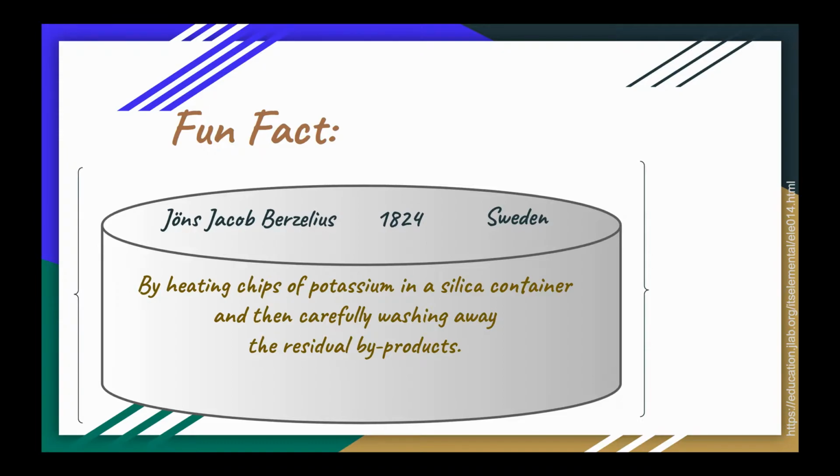To begin, the discovery of it is pretty interesting. The person who discovered it is named Jons Jacob. He was a Swedish chemist who was born in 1824. He discovered it by heating chips of potassium in a silica container. Then afterward, he washed off the residue and there was a form of silicon.